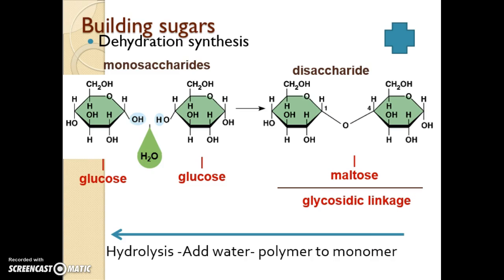We can also have the reverse process occur. If we wanted to break apart this glycosidic linkage, the way we would do that is to add water to it. And that process is called hydrolysis. By providing that water molecule, we're basically just reversing this process to give back our hydroxyl and our hydrogen so that we end up back with our monomers.